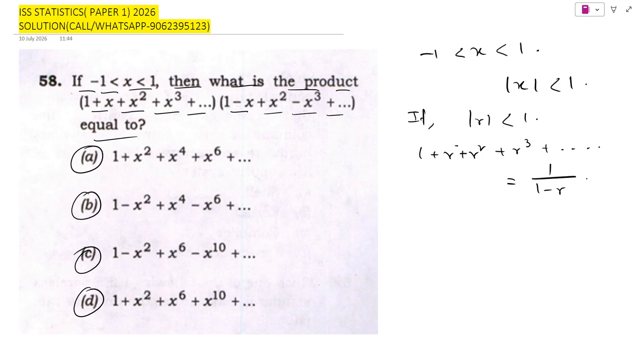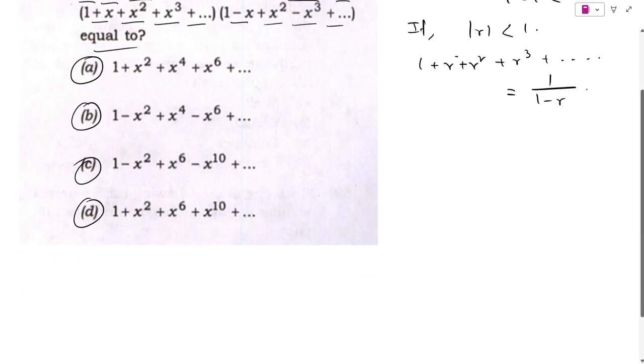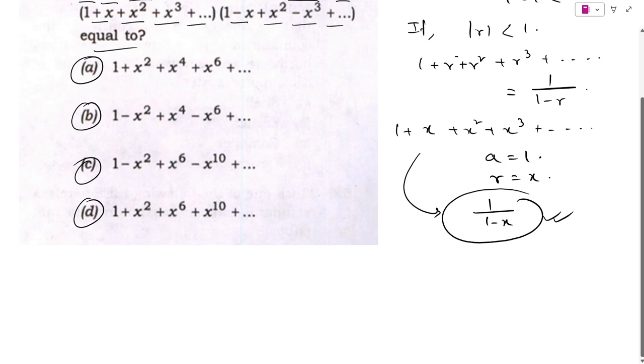Now, look at the series: 1 plus x plus x square plus x cube and this goes on. So this is a geometric progression. First term a is 1 and the common ratio r is x. So therefore the sum will be 1 by 1 minus x. Very easy.